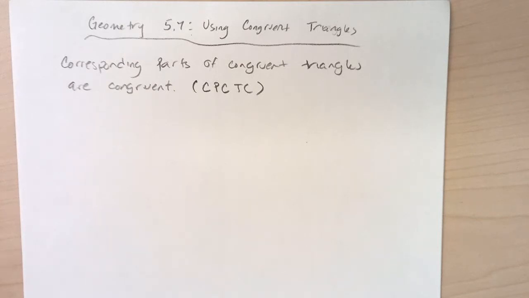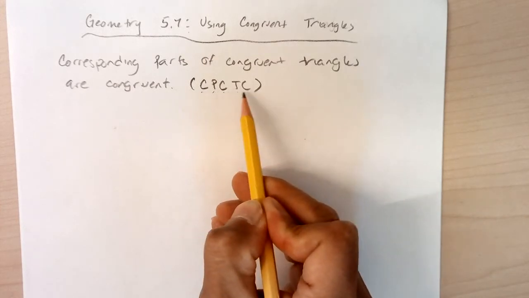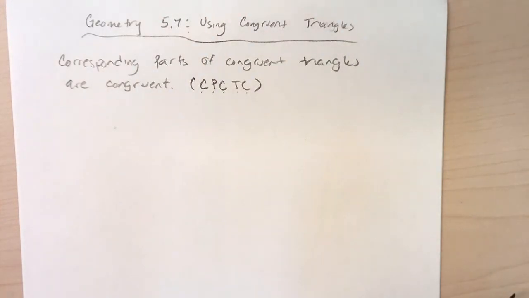And instead of having to write that out every single time, we use the acronym CPCTC, which stands for corresponding parts of congruent triangles are congruent. And then we could specifically use that as a reason in our proofs, and we will.